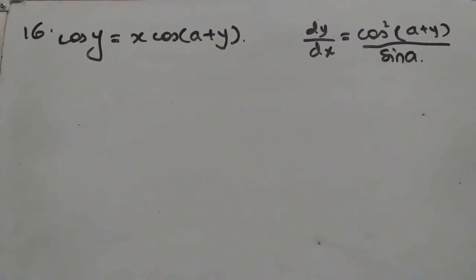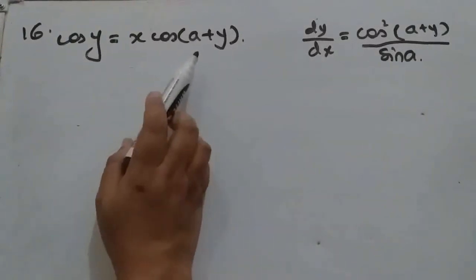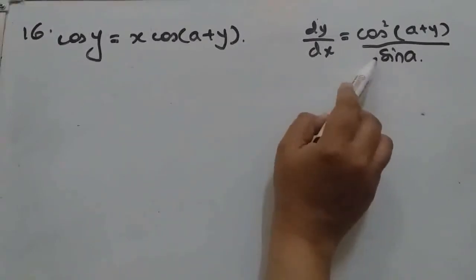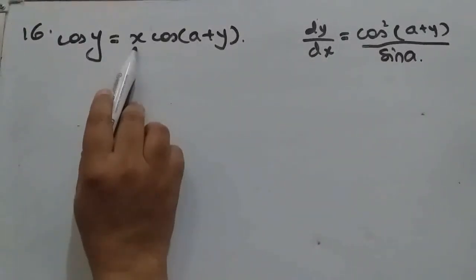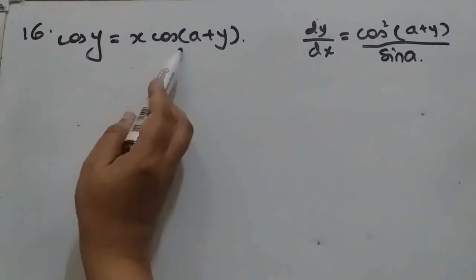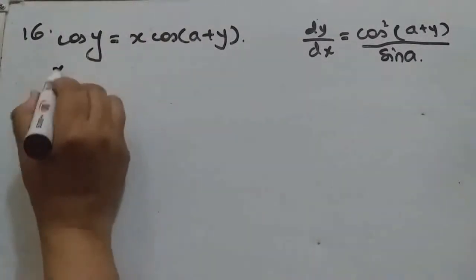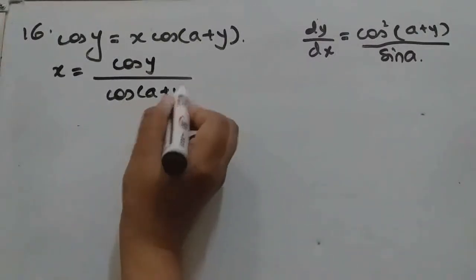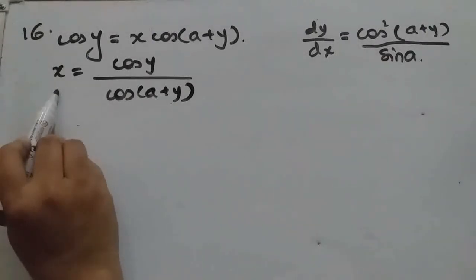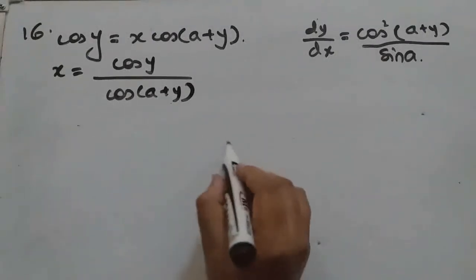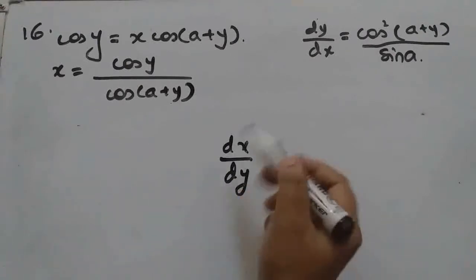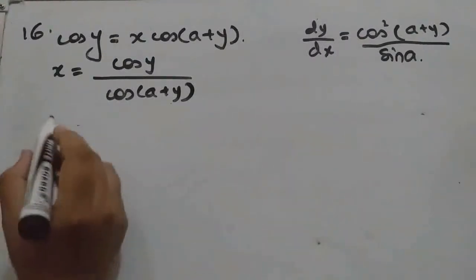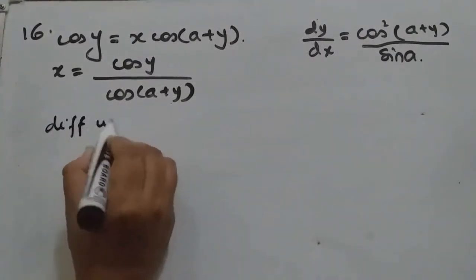Question number 16. cos y is x into cos(a plus y). And we have to show that dy by dx is this term. Now if you observe here, x we can easily write in terms of y: cos y divided by this cos(a plus y). So what we will do, we will write x is cos y divided by cos(a plus y). Now we will differentiate with respect to y. So we will get dx by dy. Okay, then we can take the reciprocal to get dy by dx here. So differentiate with respect to y.